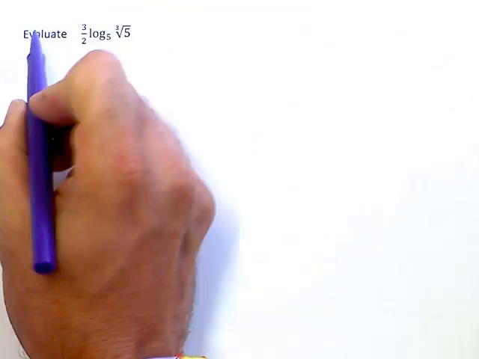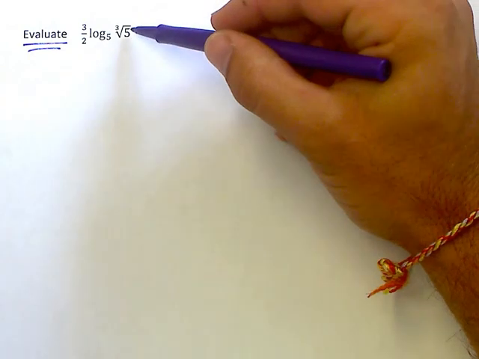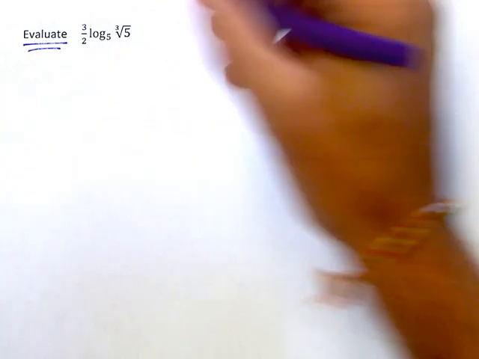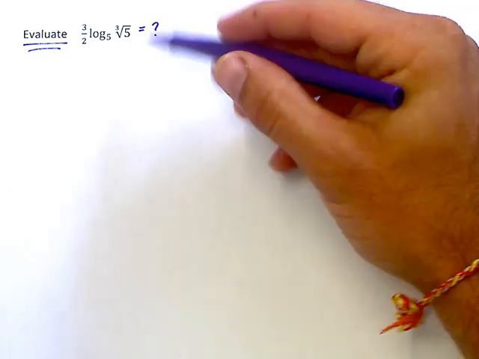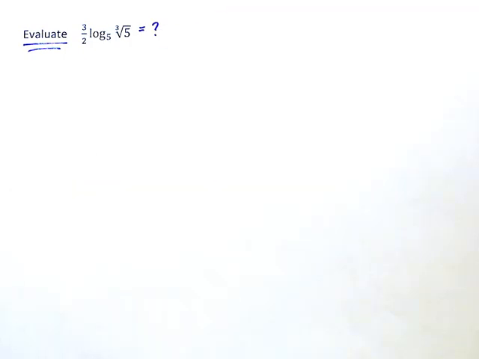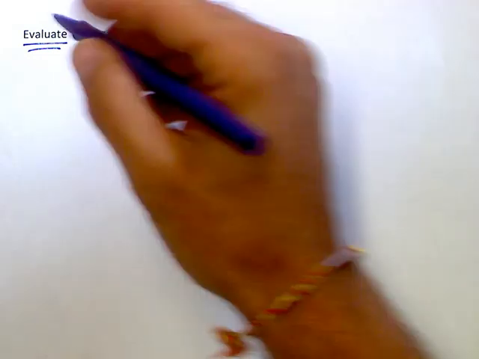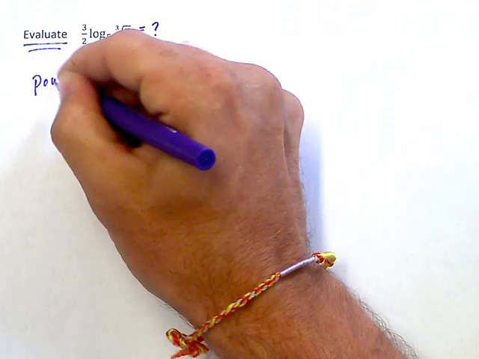Simple directions here. Evaluate. What does that mean? Basically, it means to simplify. What's another way I can write this? What is this equal to, in a sense? Now, a couple things come into play here. There's some level of understanding of the power rule with logarithms.